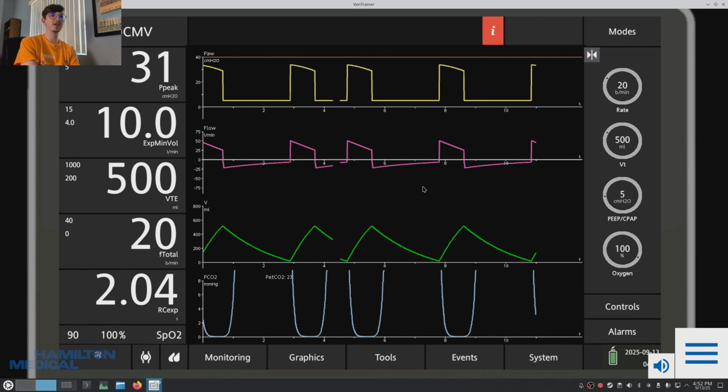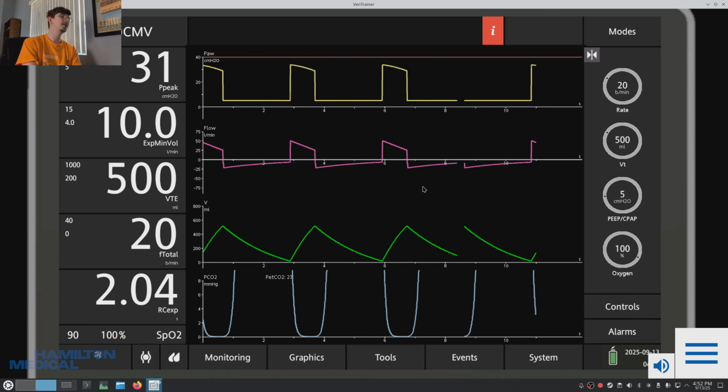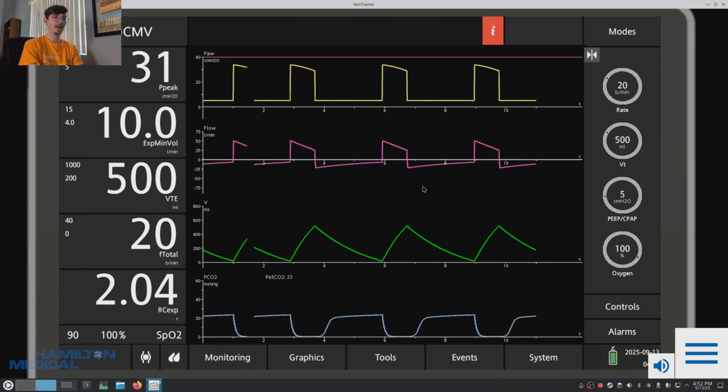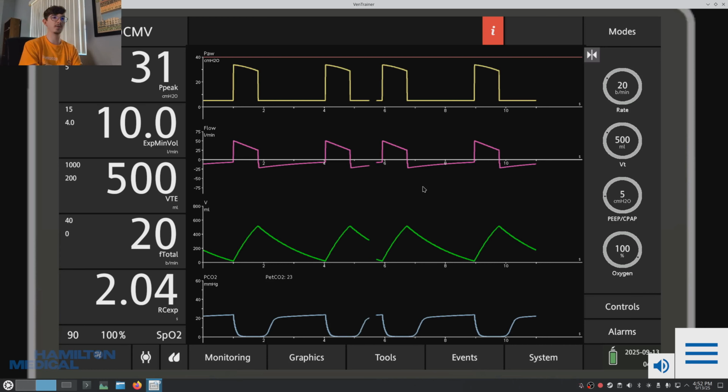So that's pretty much it for today's video. Those are the major alarms you're going to come across. Those are kind of the starting settings you should have. Those are the things you should look at on the ventilator. And that should be a good way to initially get comfortable with a ventilator.